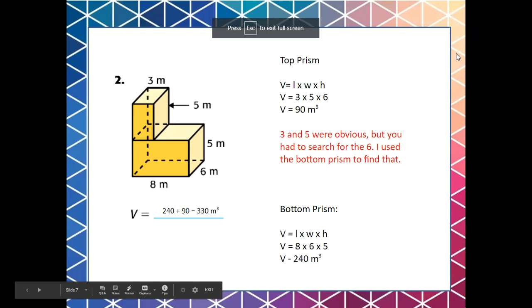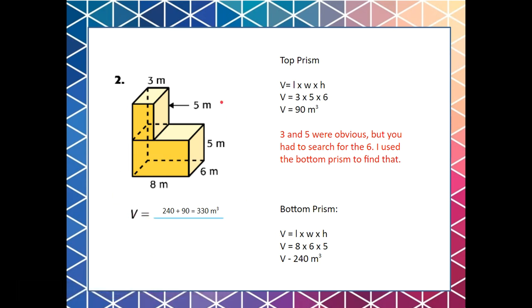Boys and girls, so I'm going to show you what a composite figure is and what you're doing today. This is considered a composite figure because it's made up of more than one prism. So when you do these, you have to separate them first. And sometimes it's easy. Sometimes they'll tell you how to separate it. Sometimes you'll have to separate it yourself.